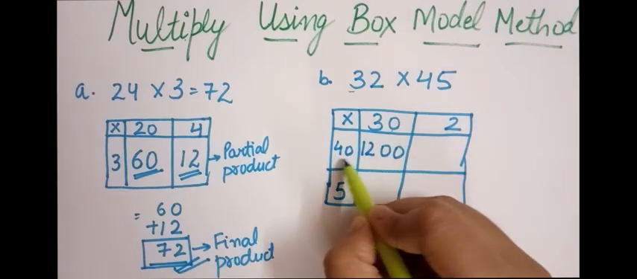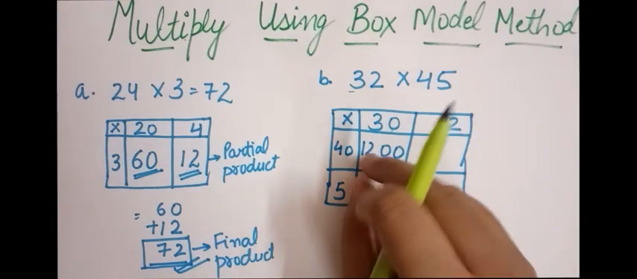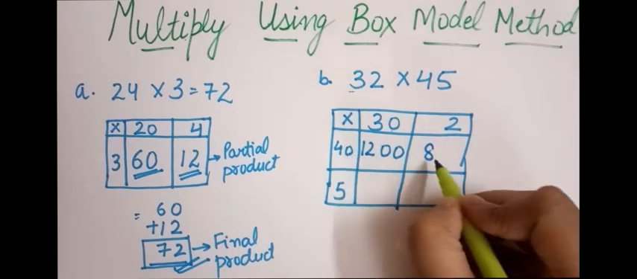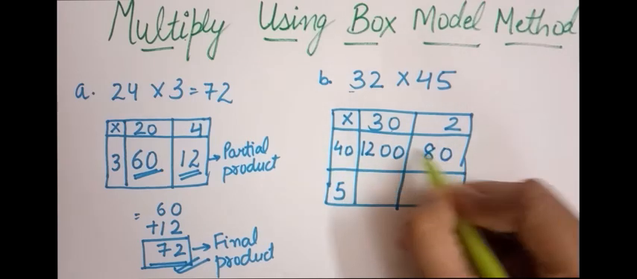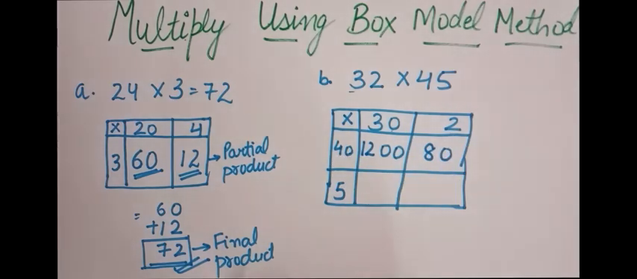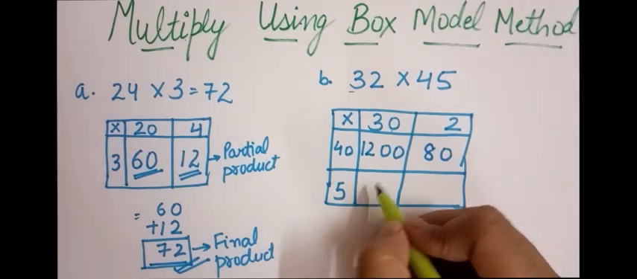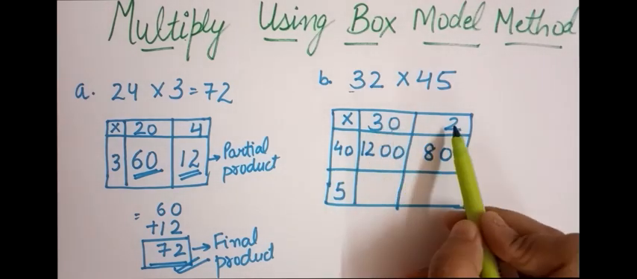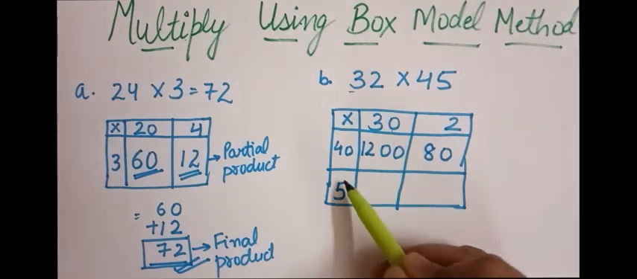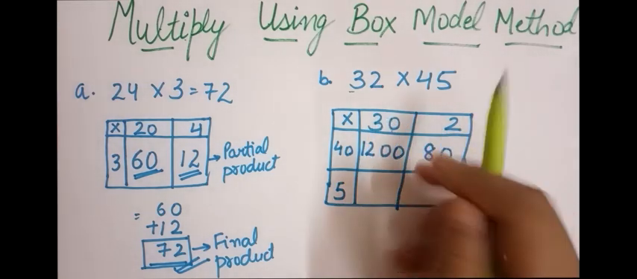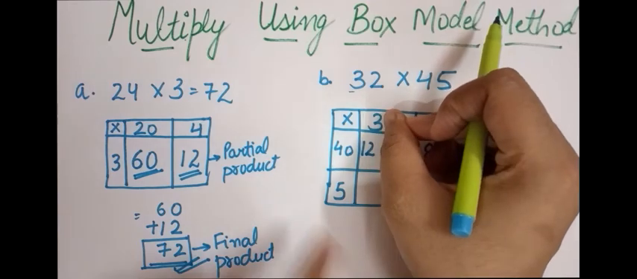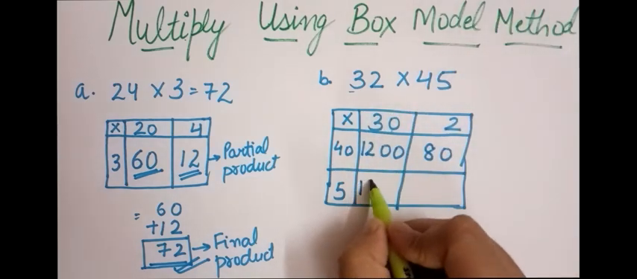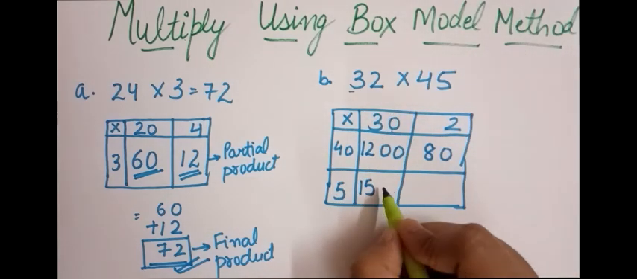Now we will be multiplying this 40 by this 2. Again hide the 0. So 4 2s are 8, and this 0 I can write here. That means 40 2s are 80. Now coming to this one: for the first row it's already done. Now in the second row we have to multiply 32 by this 5. So I'll multiply this 5 by this 30. Again you can hide the zeros, and 5 3s are 15. I'll be writing 15 here, and this 0 I'll be writing down.